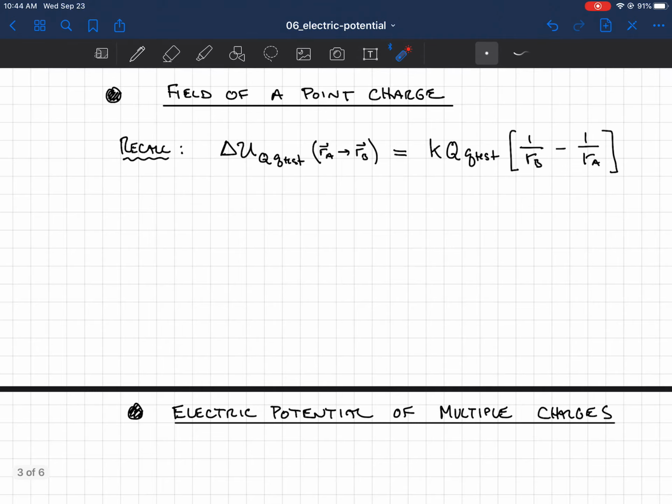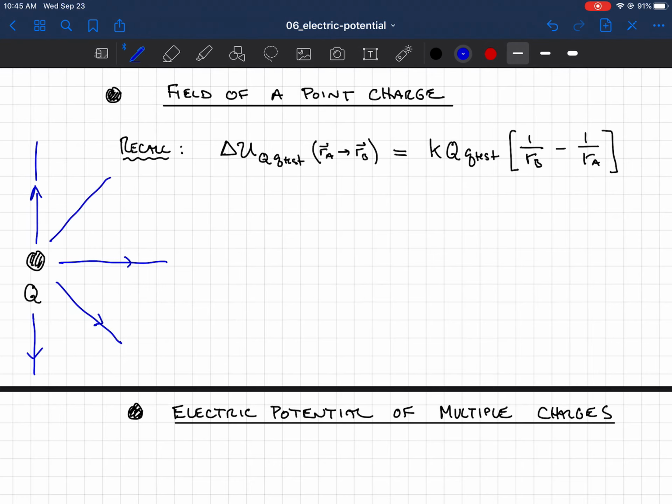So what about the field of a point charge? Well, I won't go through the entire derivation of the potential energy again, but let me just remind you of the setup so that you remember what it looks like. We have some Q, big Q, which we might in this case call the source charge, and it will create an electric field. So let's say it's a positive charge. So it has some electric field in space that looks like this.